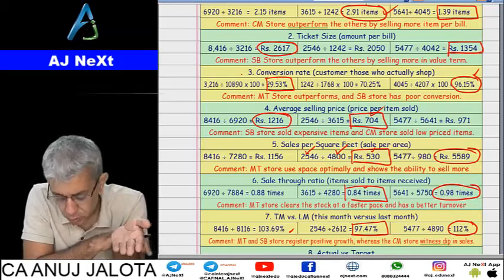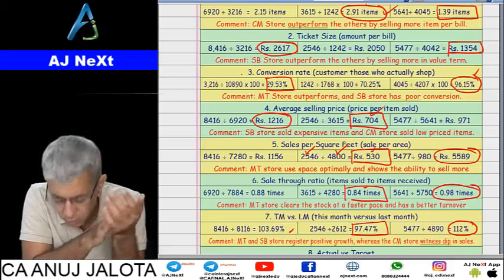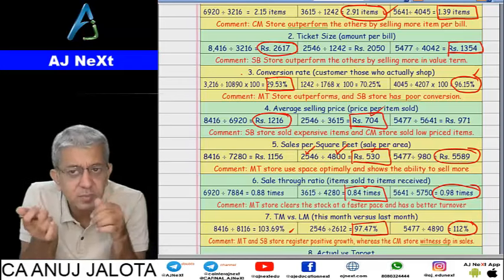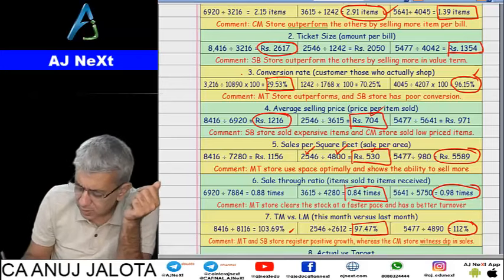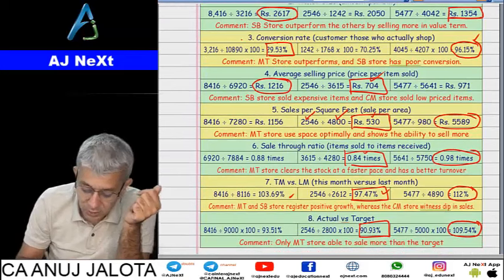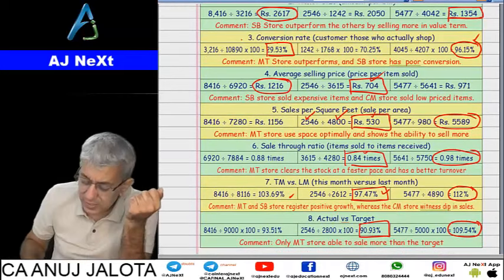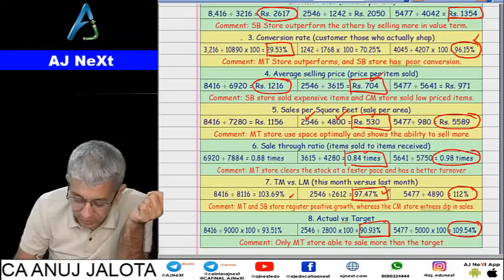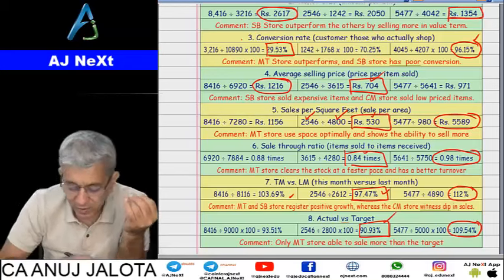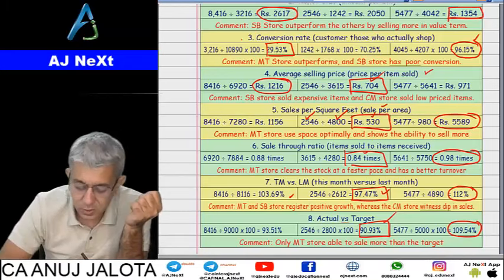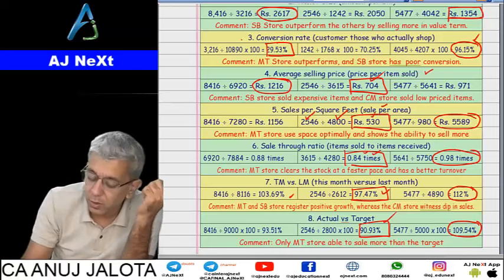Sell-through ratio is also very bad here. It is only 0.8, worse as compared to all the stores. Whatever items it is getting, it is not being able to sell them as compared to the other departments. Further, as compared to last month, its sales are not met in the current month. This month sales are lower as compared to the last month and even the targets are not met. So the problem areas are everywhere. Average selling price is less, sales per square feet is very less. Apart from that, the conversion ratio is also not very good.